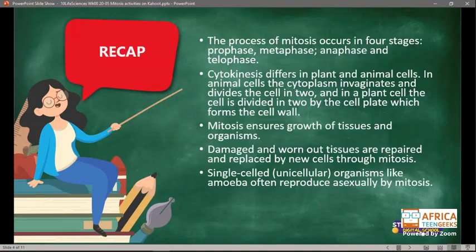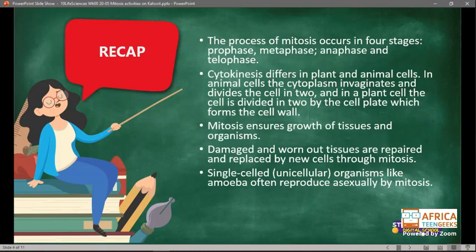And then we mentioned the roles or the importance of mitosis. You guys gave me those roles, and you mentioned that mitosis is important for growth, for repairing or replacement, and for reproduction. So under growth, mitosis ensures growth of tissues and organisms. Remember, we are organisms, we need to grow. So we are growing because of mitosis. And for repairing, we said damaged and worn out tissues are repaired and replaced by new cells through this process.